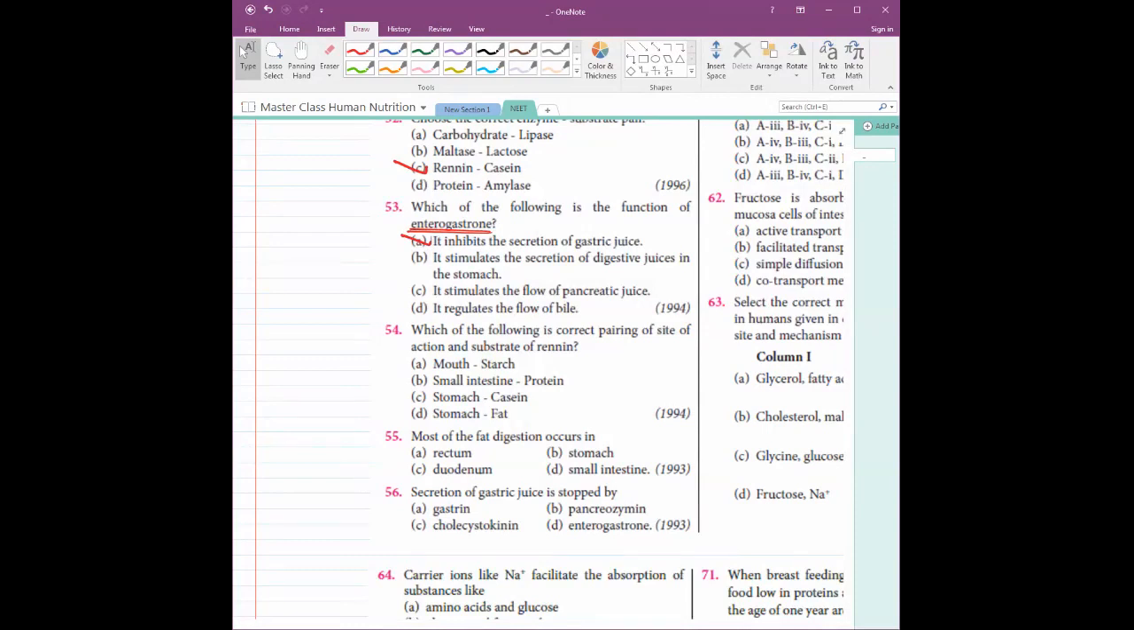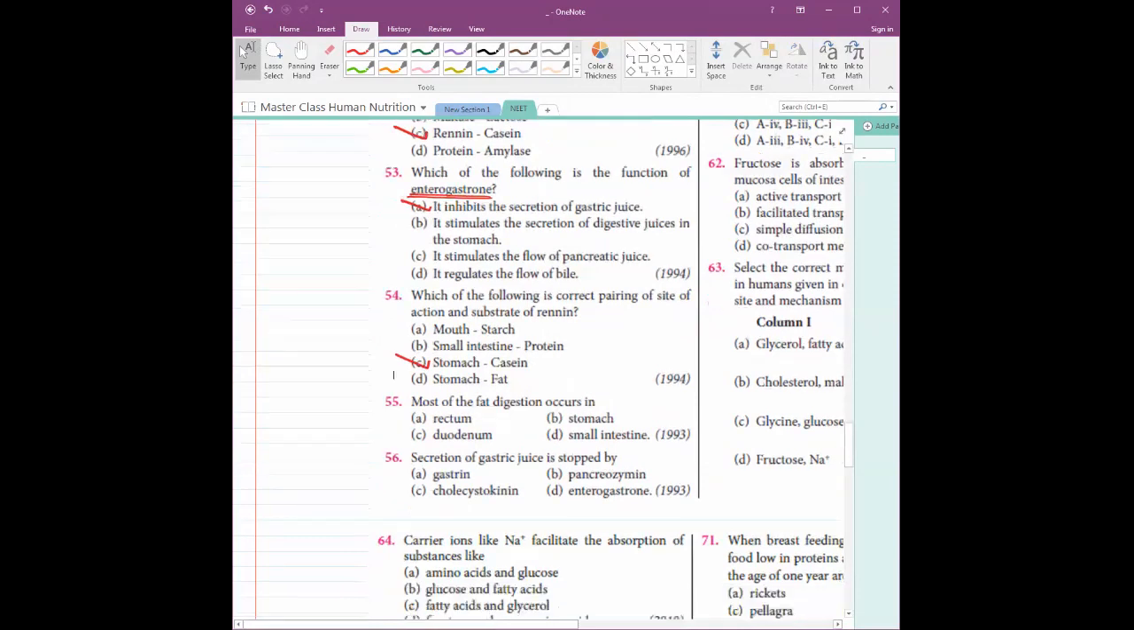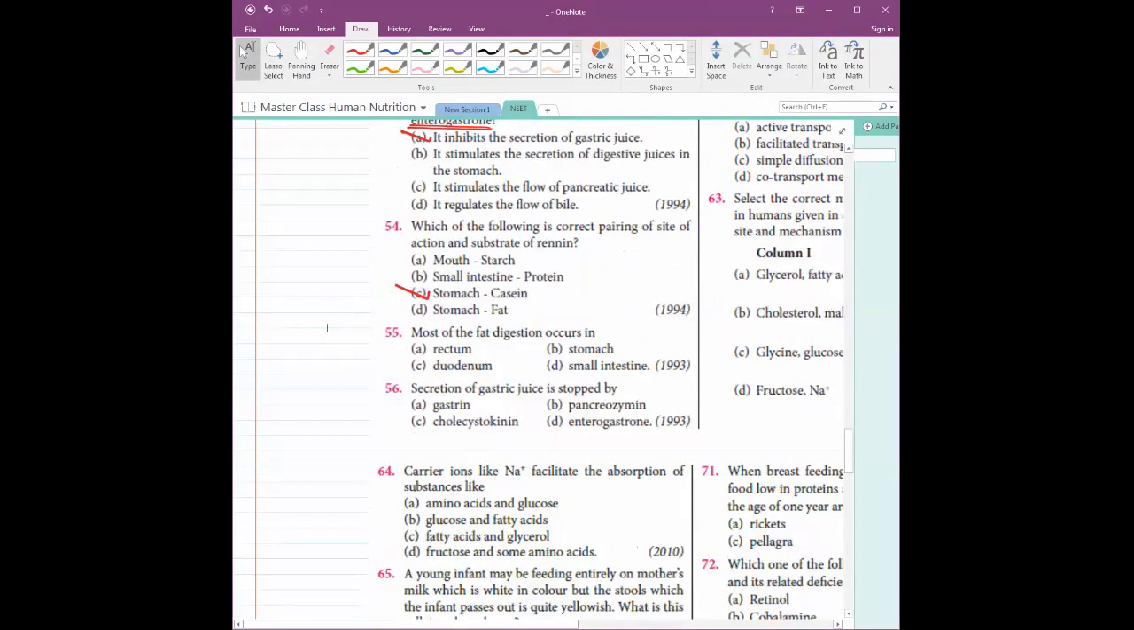Okay, which of the following is the correct pairing of site of action and substrate of renin? Very simple, guys. Where are we going to encounter renin? Once again, in the stomach. So stomach and casein. Very nice. Okay, most of the fat digestion occurs in rectum, stomach, duodenum, small intestine. Where do you see? Very nice. Zui is right. Tanishka is right. Akanksha, Divya, yes, right. It is going to happen in your small intestine.